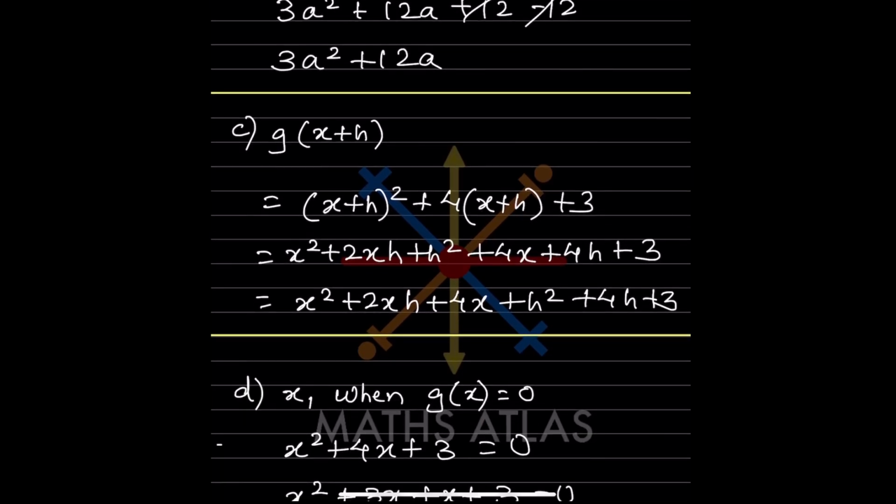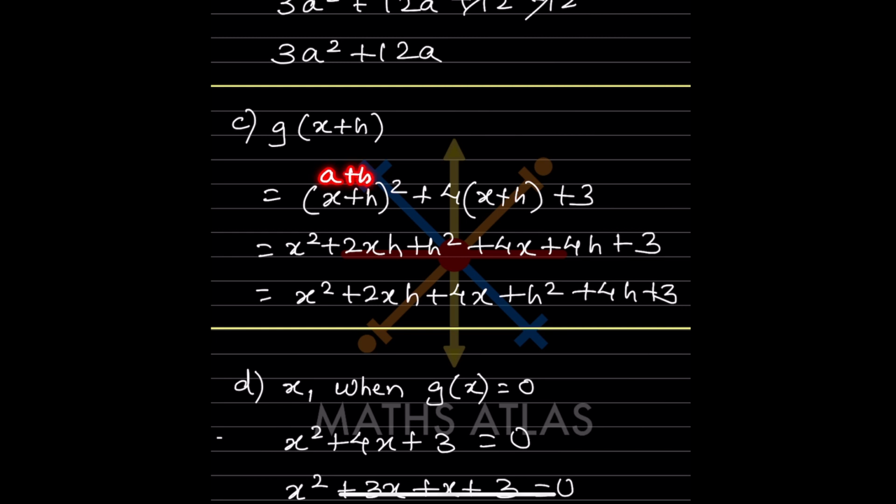And now what are you going to do? Again, this is in the form of a plus b whole bracket square. So a square means this is x square. 2ab means twice xh, because this is a, this is b. And b square means h square. So this is for this part.